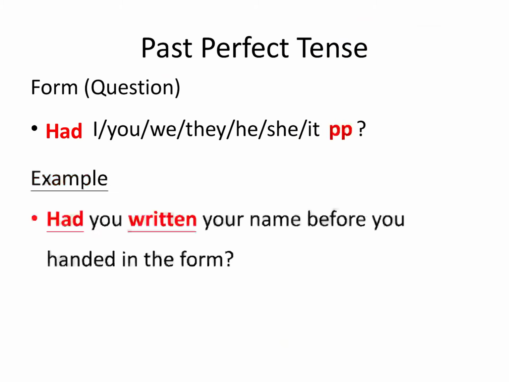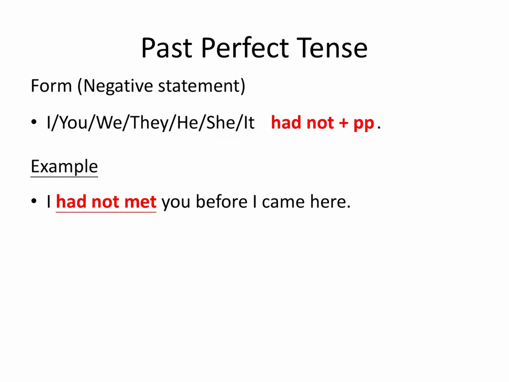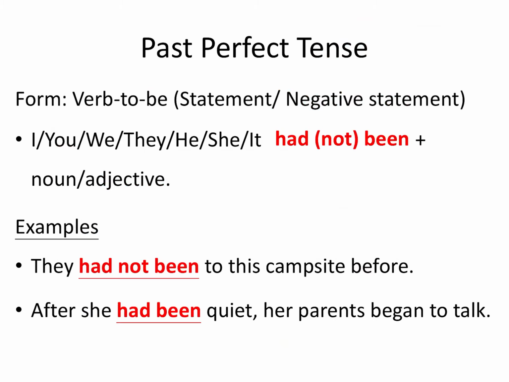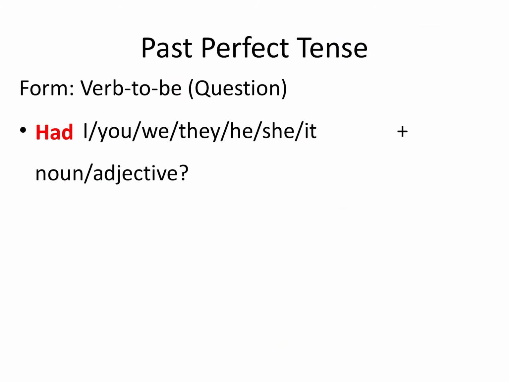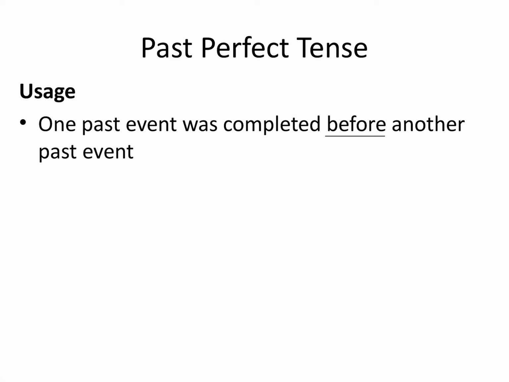Like present perfect tense, the same structures apply to questions and negative statements, as well as verb to be when it is in past perfect tense. So I'm not going into detail here again. So when do we use past perfect tense?